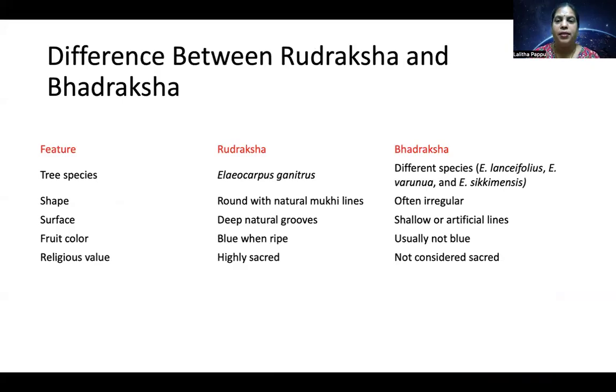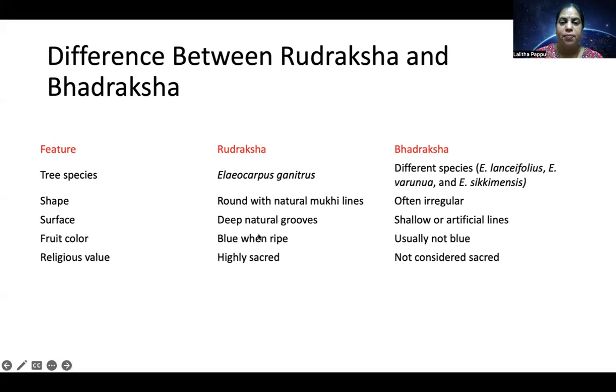So broadly, the differences between Rudraksha and Bhadraksha are the species is different. Rudraksha is Heliocarpus ganitris, whereas Bhadraksha you have Heliocarpus lancifolius, Sikimensis. There are other species also, but they are definitely of the same genus, but the species are different. So when you look at the shape, the Rudraksha will be round and the natural lines can be seen. And Bhadraksha are often irregular. They are not so organized.